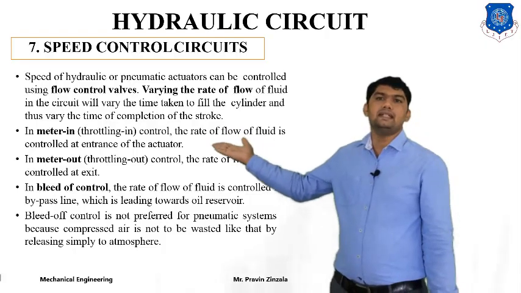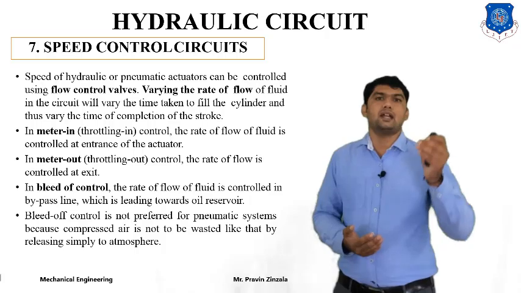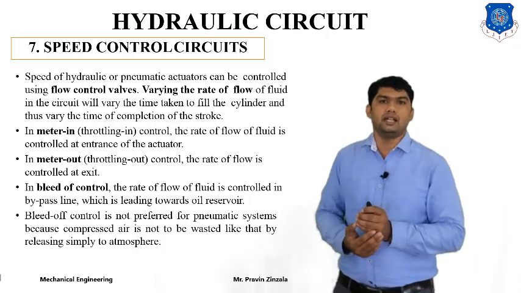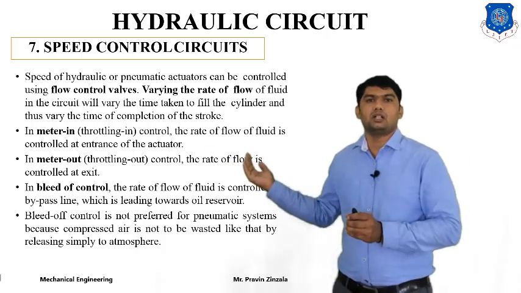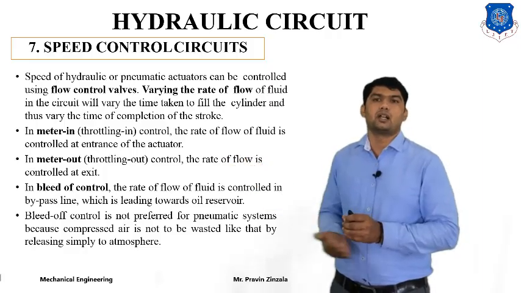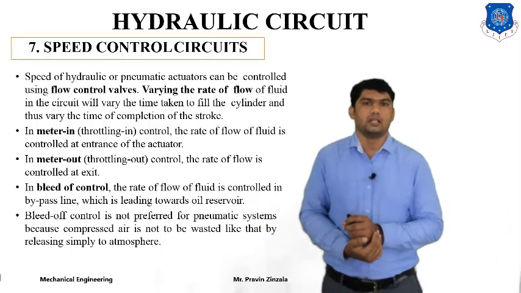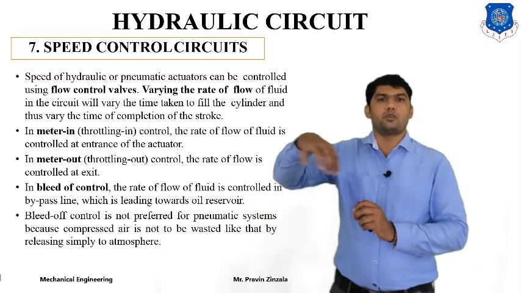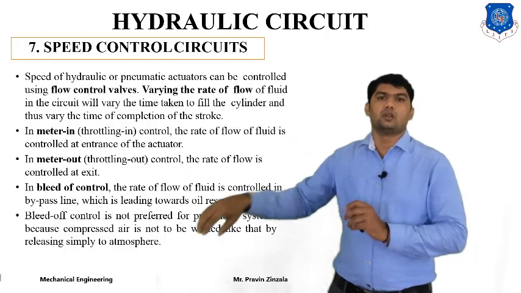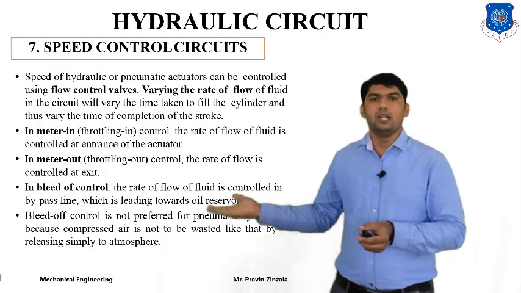There are three methods of speed control circuit. First one is the meter in circuit. It is used for control of the fluid at the inlet of the cylinder, so it's called the meter in circuit. If we control the flow of fluid at the outlet of the cylinder, it's called the meter out circuit. And the third method is the bleed off circuit. If we pass some amount of fluid from the circuit to the reservoir, it will control the speed of the circuit. So it's called the bleed off circuit.